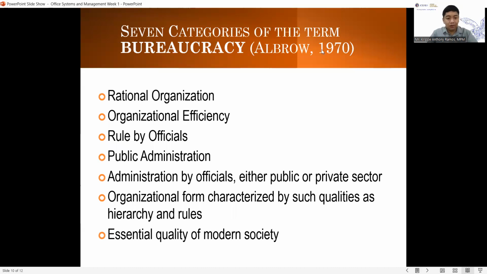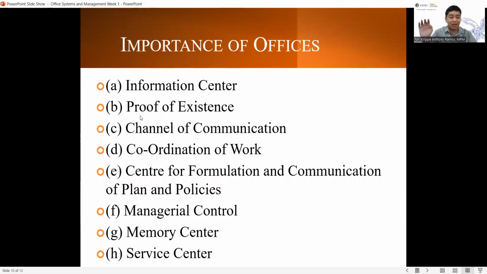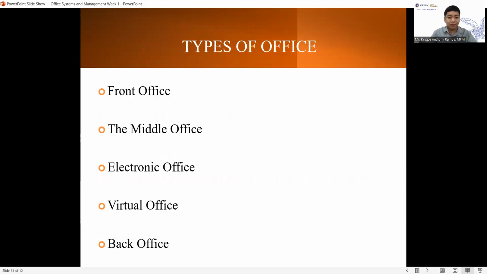So according to, whenever we're talking about office, no? Once we're talking about an office, no, meron tayong different types of it, no.